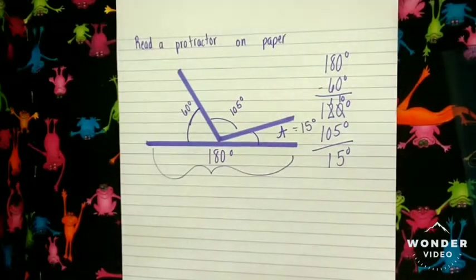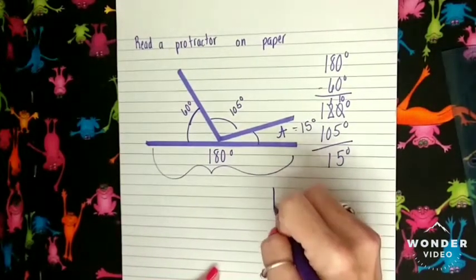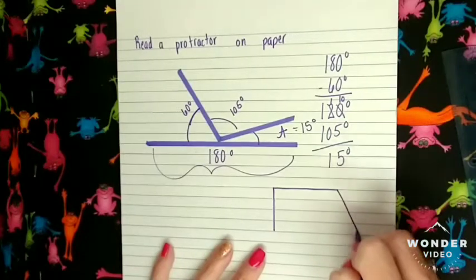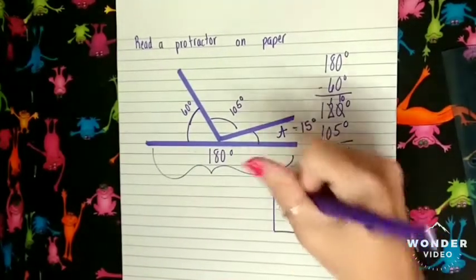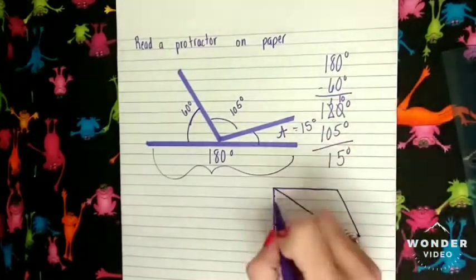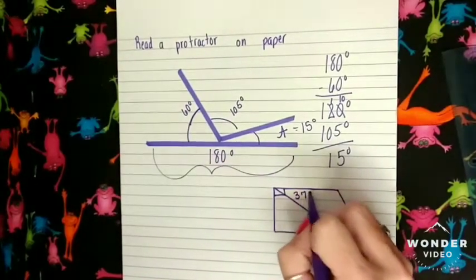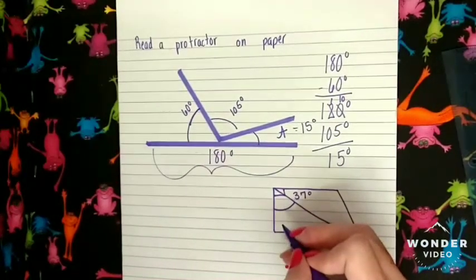All right, so that's the basic gist of this. They will have to be able to figure out angles within a shape. So I know that this whole thing is equal to 90 degrees. If this is 37 degrees, I should be able to figure this out. So they have to be able to do that.